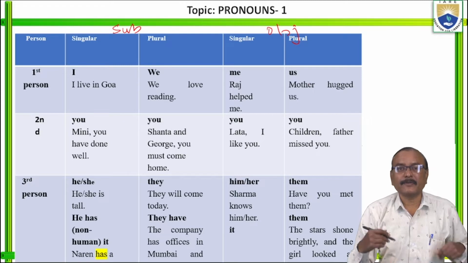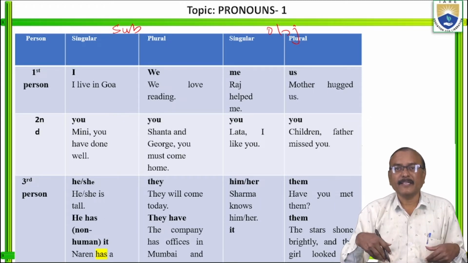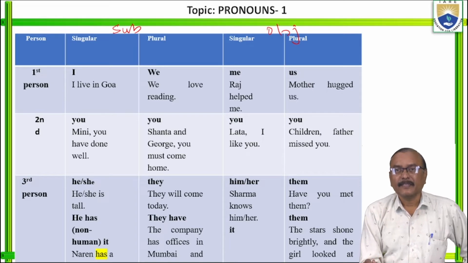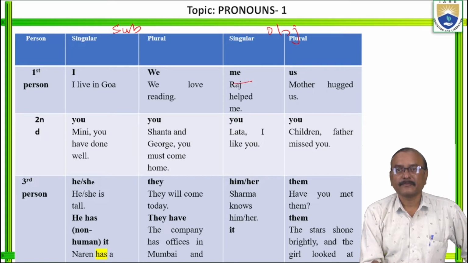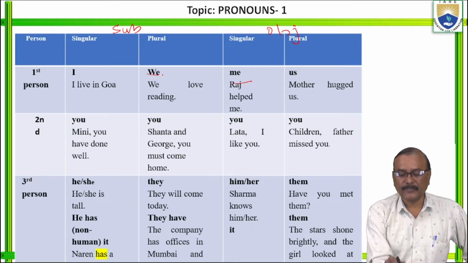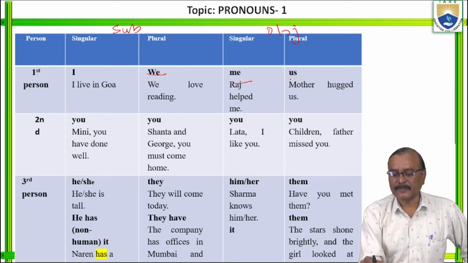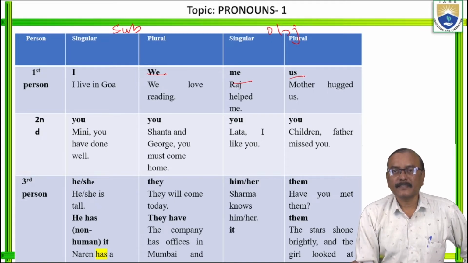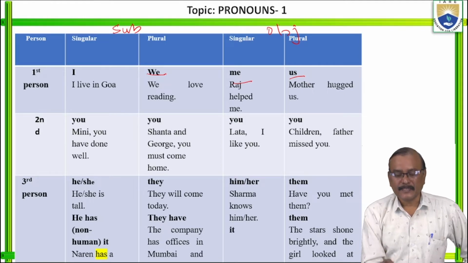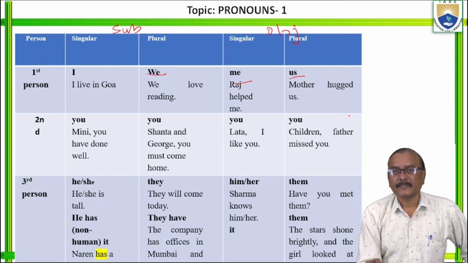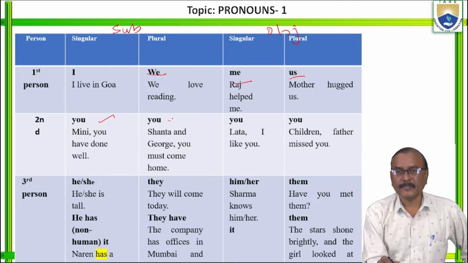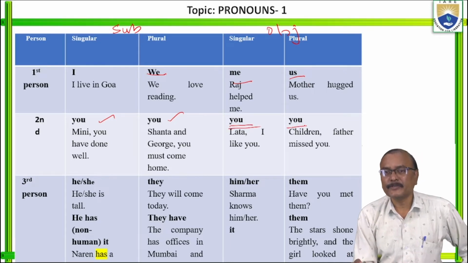So I, we, the person who is speaking, come under first person. In the subject case, I becomes me in the object case. In the subject case, we becomes us in the object case. So I and we are the first person. Second person is you. There is no change for you in the subject case as well as the object case. In the singular we say you, in the plural we say you in the subject case. In the object case also it will be you only.